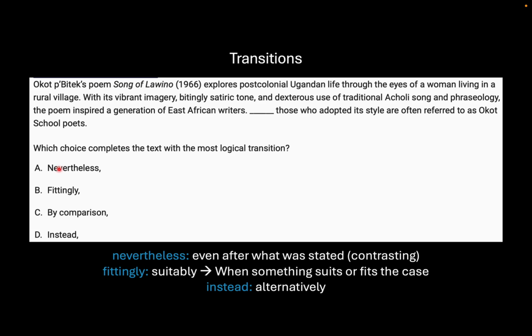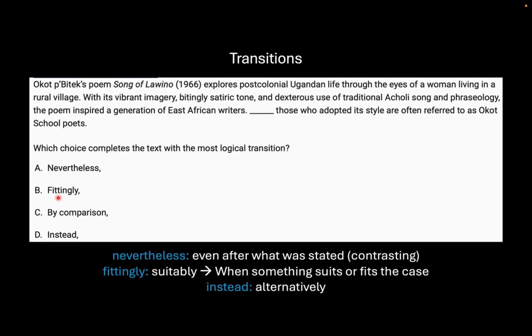Alright, so let's look at the multiple choices. A is nevertheless. Nevertheless means even after what was stated, so even after what was stated, something might be correct or might be false. So this is basically a contrasting transition, and in here, there is no contrast.